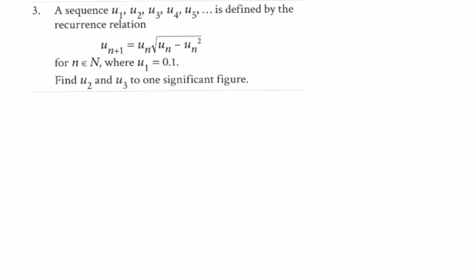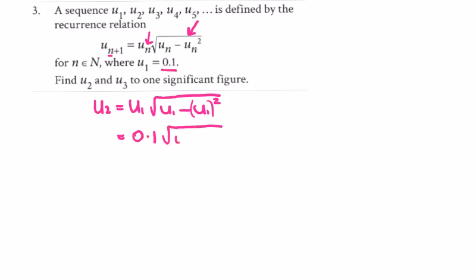Question 3 looks a bit more complicated, but it's just because we have square roots here. So when n is equal to 1, we're going to get u2. u2 is equal to, n is equal to 1, it's going to be u1 times the square root of u1 minus u1, I'll put it in a bracket, to be squared. So this is going to be 0.1 times the square root of 0.1 minus 0.1 squared. Just type this into your calculator and you are going to get 0.03.